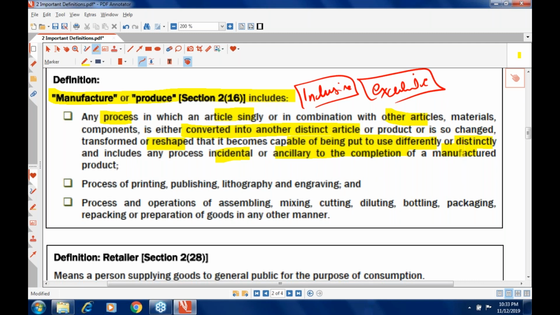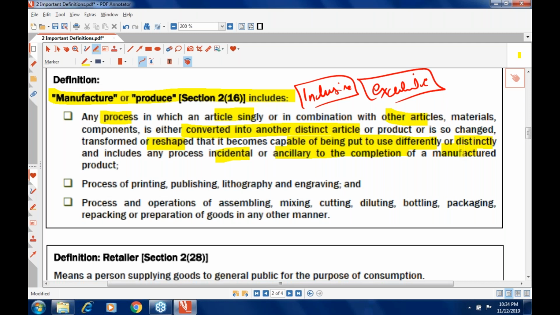Like for example, at times there are companies which only engage in the activities of polishing the manufactured product. So if somebody is engaged in polishing a manufactured product, that is also going to be considered as manufacturing. And furthermore, whatever process through which you change the original condition of the article, that means you are in the business of manufacturing.